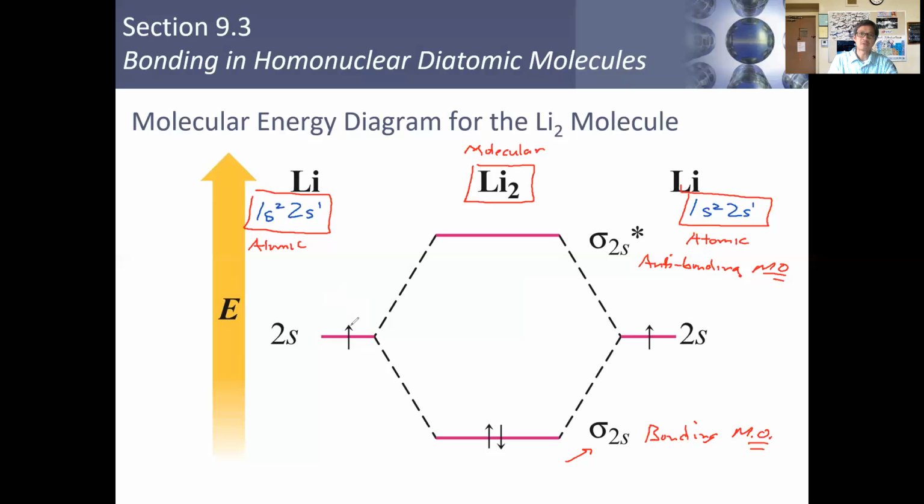The question is, why are we only looking at these two electrons here? Why aren't we looking at all of the electrons? Well, remember, when we talk about bonding, only the valence electrons, that is the electrons in the outermost energy level, will be considered.